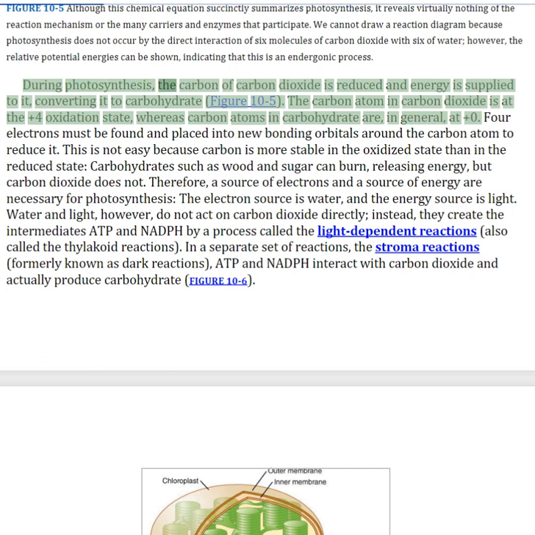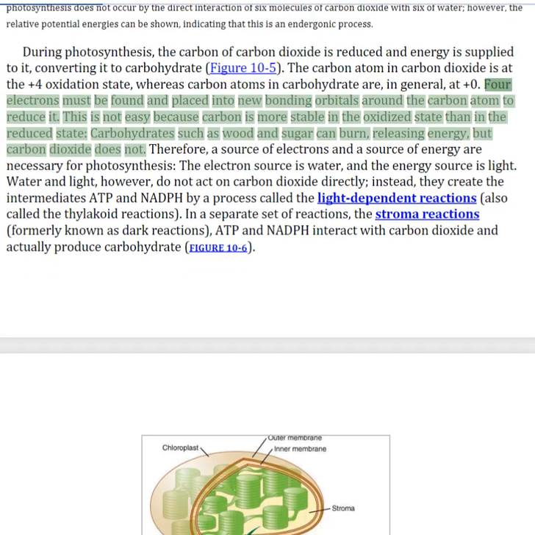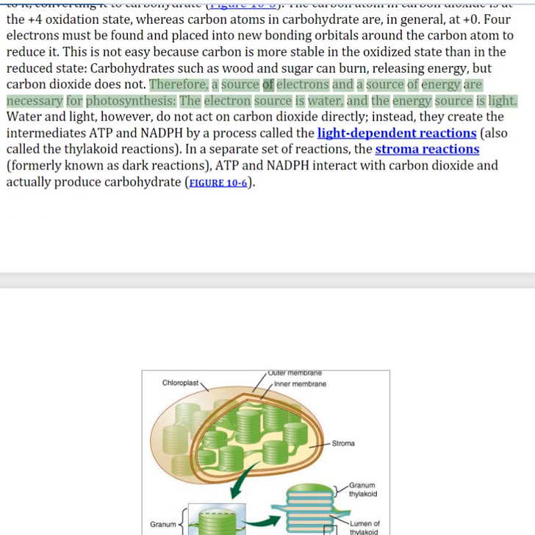During photosynthesis, the carbon of carbon dioxide is reduced and energy is supplied to it, converting it to carbohydrate. The carbon atom in carbon dioxide is at the +4 oxidation state, whereas carbon atoms in carbohydrate are, in general, at 0. 4 electrons must be found and placed into new bonding orbitals around the carbon atom to reduce it. This is not easy because carbon is more stable in the oxidized state than in the reduced state. Carbohydrates such as wood and sugar can burn, releasing energy, but carbon dioxide does not. Therefore, a source of electrons and a source of energy are necessary for photosynthesis.